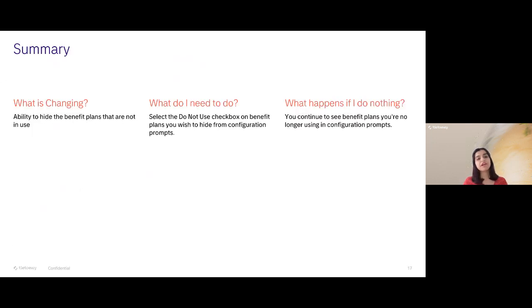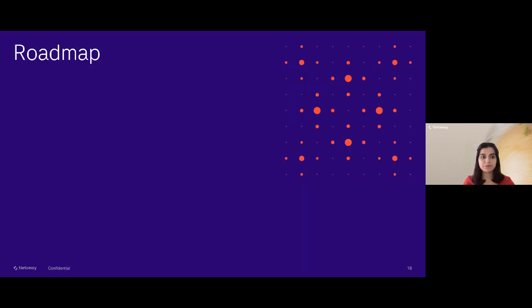So to summarize what is changing, we can now hide the benefit plans that are not in use and clear all the clutter and unrequired information. What we need to do is very simple, just check the do not use checkbox, and be careful of the effective date. And if you do not do anything, you would still continue to see any benefit plans that you're not using in your system.